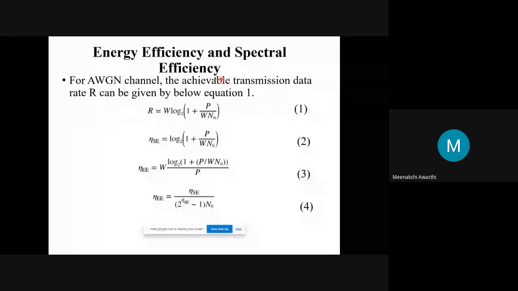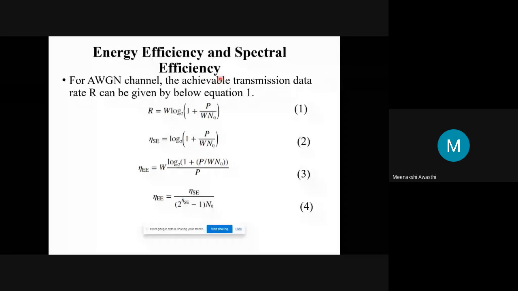So what do you mean by energy efficiency? What is the way by which we can calculate the energy efficiency? Energy efficiency is basically the number of transmitted bits per unit energy. So this is known as the energy efficiency. And what do you mean by spectral efficiency? Spectral efficiency is the transmission rate per unit bandwidth.